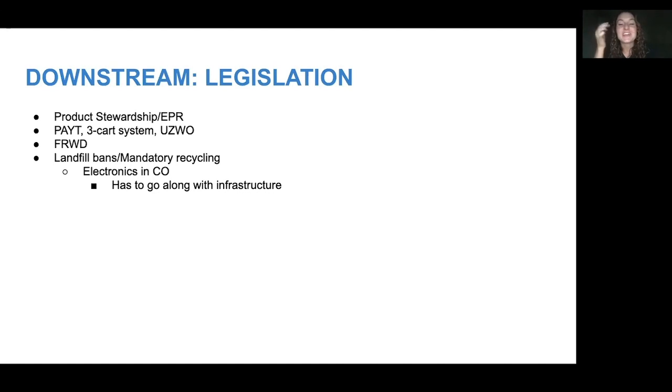Okay, so moving on to downstream legislation. Again, that's our other tool. Again, we're talking about materials that have come to the end of their useful lives. We can't do any of the other solutions that we've talked about anymore. So we have to recover them and then get them back in the system. And we're using our legislative tool again here.